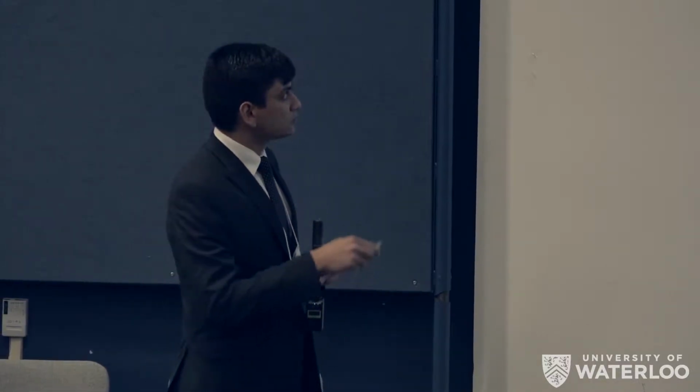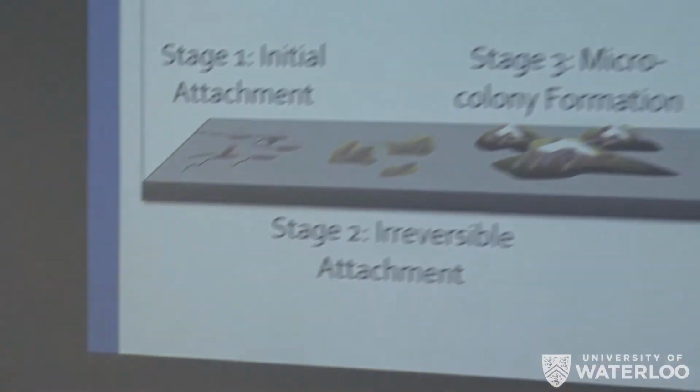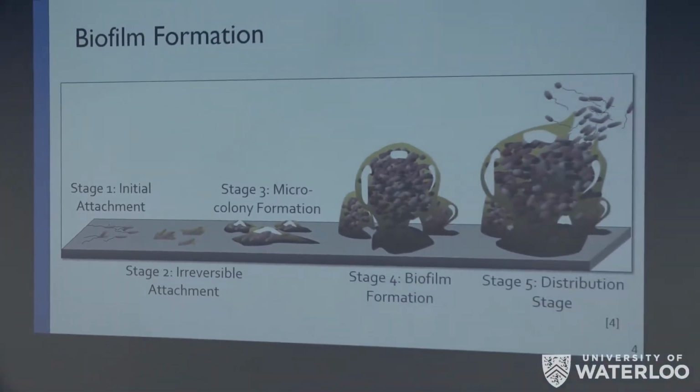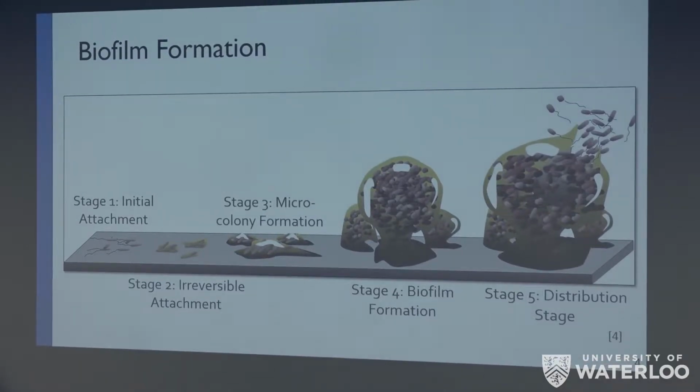So this diagram here shows you the general life cycle of bacteria formation on a surface. We start off with stage 1 here, which is the initial attachment. Here we have the temporary adhesion of bacteria to a surface. Now, even though the bacteria may come and go, they leave behind this green residue here, which has been deemed crucial to further stages in the bacteria life cycle.